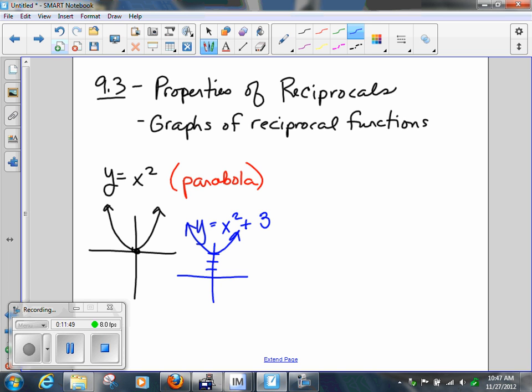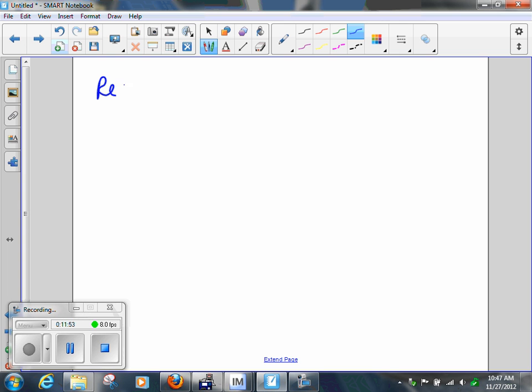Now, what is a reciprocal function? Keep that parabola in mind of what we did to it. We moved it up 3, right? Or we can move it down 1. If I moved a parabola down 1, what would the function be? X squared minus 1, right? If it's just a basic parabola.